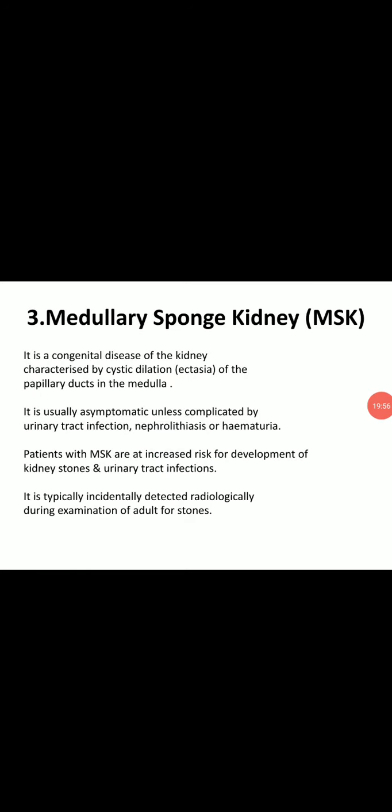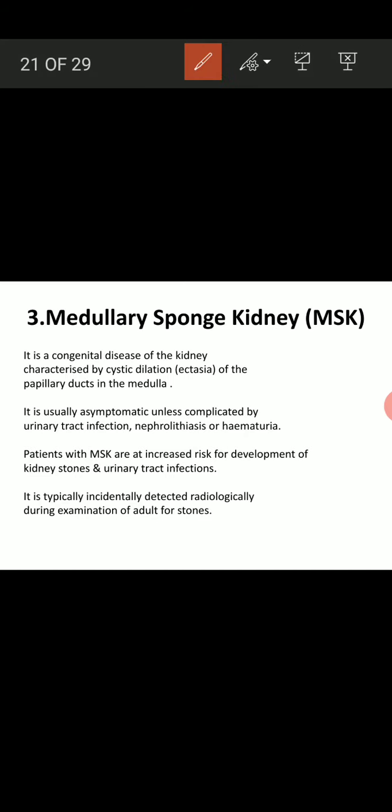Now the third type of cystic disease of kidney is medullary sponge kidney. So, medullary sponge kidney is a congenital disease of the kidney which is characterized by cystic dilatation or ectasia of the papillary duct in the medulla. It is usually asymptomatic unless complicated by urinary tract infection, nephrolithiasis, or hematuria.